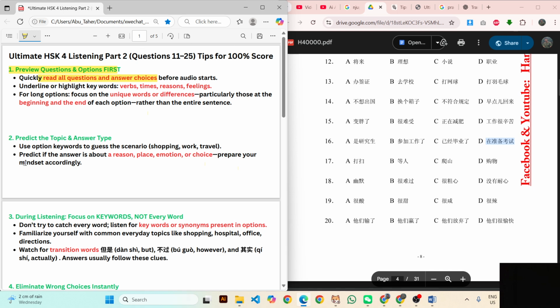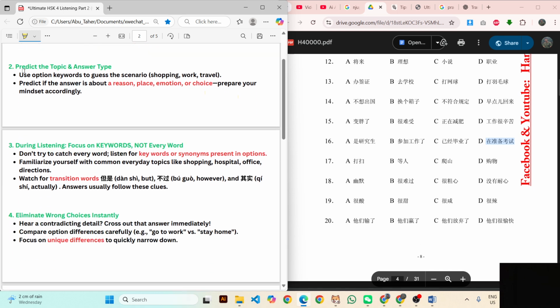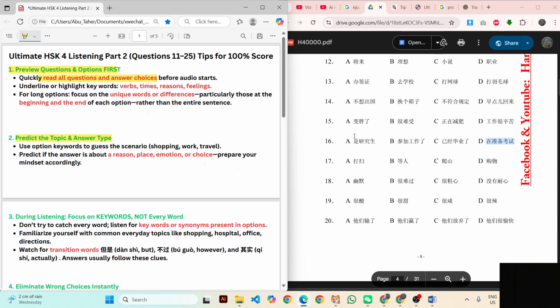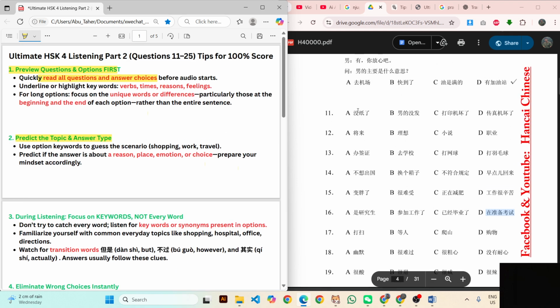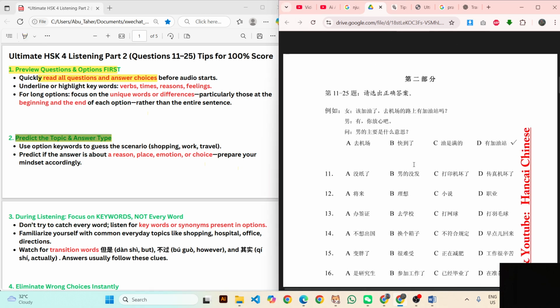Tip number one. These are less important, but you can see them. For example, fitting the topic and answer type. For example, this is question number 11. Here all of the options are related to paper. So when we need to use paper, printing machine, or fax machine, it's related to the office. So we understand the context, what kind of scenario we are going to listen to. So this is less important.